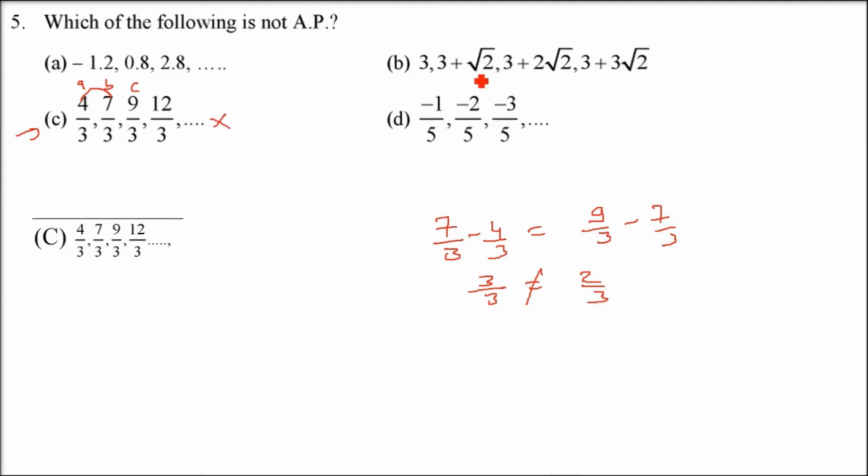I'll give you an example. Take the second one. 3 plus root 2 minus 3 is root 2. And 3 plus 2 root 2 minus 3 minus root 2 will be root 2. So all the others, A, B, D, are in AP except C, which we just did. So this one is AP, this one is AP, D is AP, C is not.